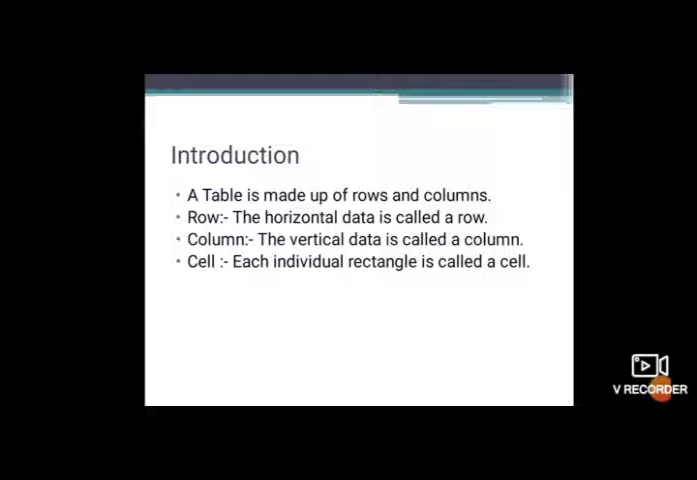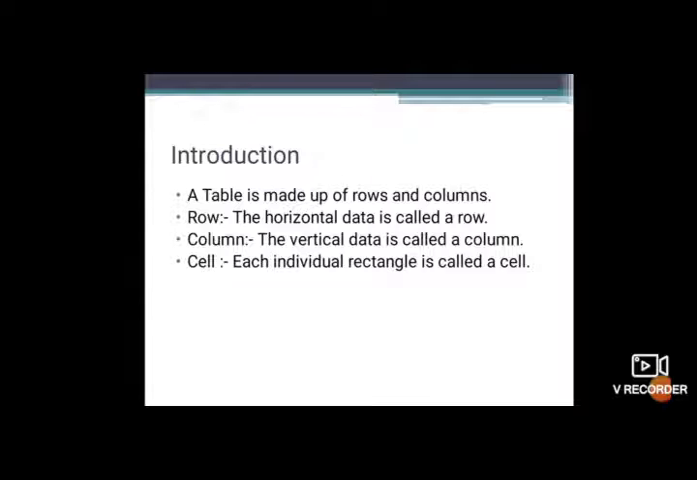A table. What is a table? A table is made up of rows and columns. That is the same in the word processor. And now what is a row? The horizontal data is called a row. Then what are the columns? The vertical data is called a column. Then what are the cells? A cell is nothing but each individual rectangle. A simple rectangle in the table is called a cell. Okay.